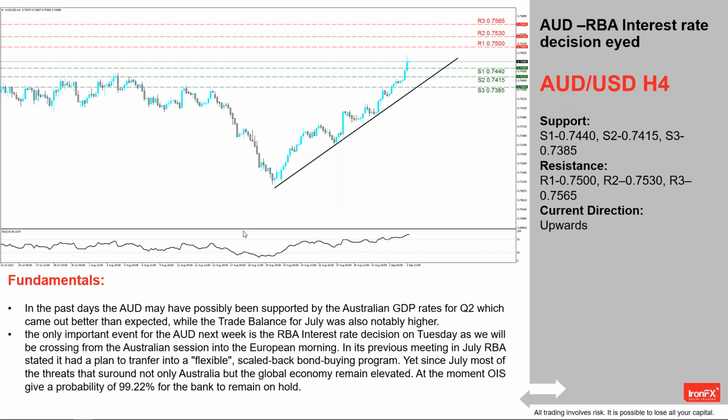Yet the only important event for the AUD next week is the RBA interest rate decision on Tuesday, as we will be crossing from the Australian session into the European morning. In its previous meeting in July, RBA stated it had a plan to transfer into a flexible, scaled-back bond buying program. Yet since July, most of the threats that surround not only Australia but the global economy remain elevated. At the moment, overnight interest swaps give a probability of 99.22% for the bank to remain on hold.